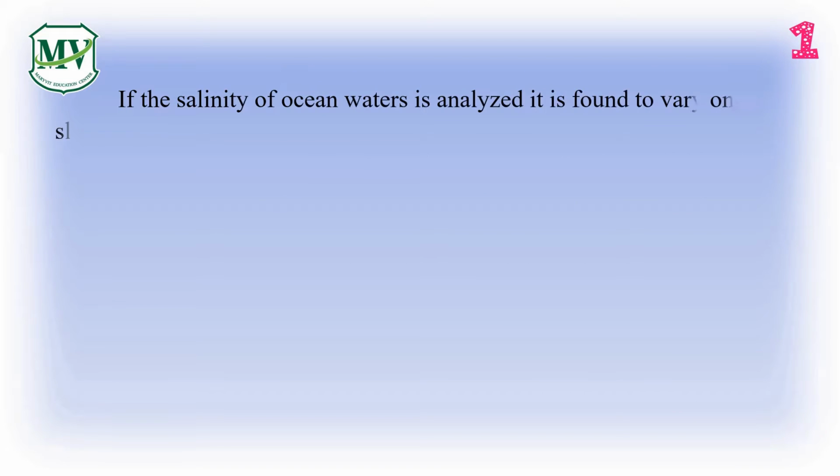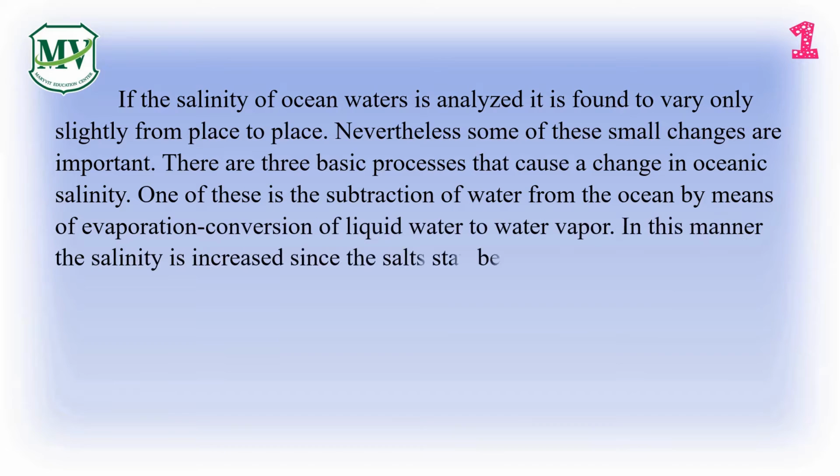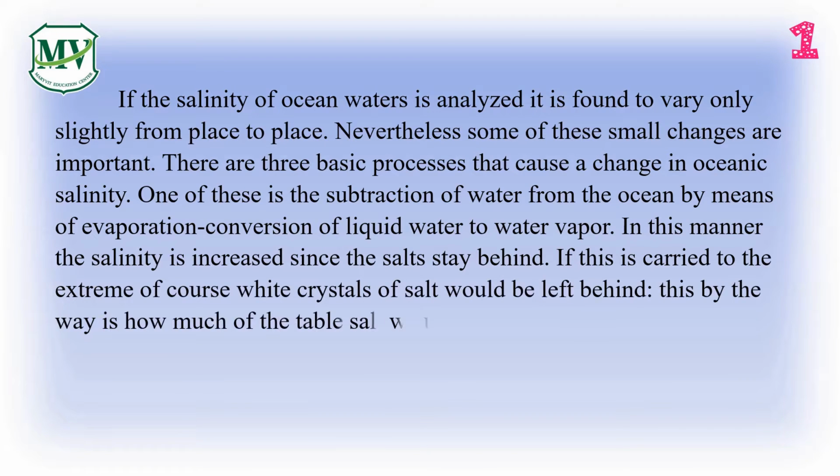If the salinity of ocean waters is analyzed, it is found to vary only slightly from place to place. Nevertheless, some of these small changes are important. There are three basic processes that cause a change in oceanic salinity. One of these is the subtraction of water from the ocean by means of evaporation, conversion of liquid water to water vapor. In this manner, the salinity is increased since the salts stay behind. If this is carried to the extreme, of course, white crystals of salt would be left behind. This, by the way, is how much of the table salt we use is actually obtained.